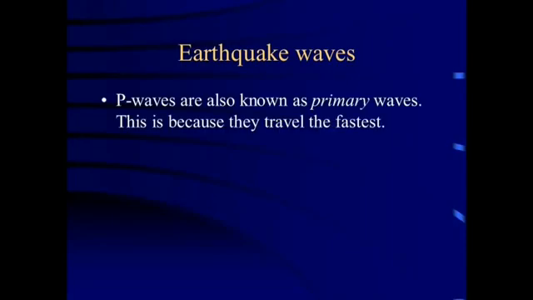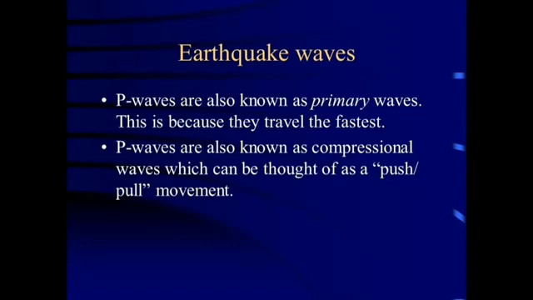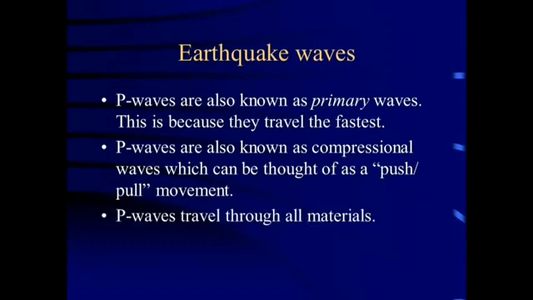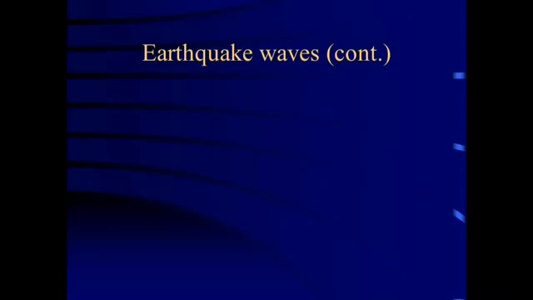Now, we talked a little bit about primary and secondary waves, so this should be pretty familiar to you. P waves travel the fastest. And since it's a P wave, primary, you can also think of push-pull. It's like a giant slinky that's contracting and then expanding, contracting and expanding. And P waves can travel through all materials. This will make a little more sense in a few minutes. But they travel the fastest.